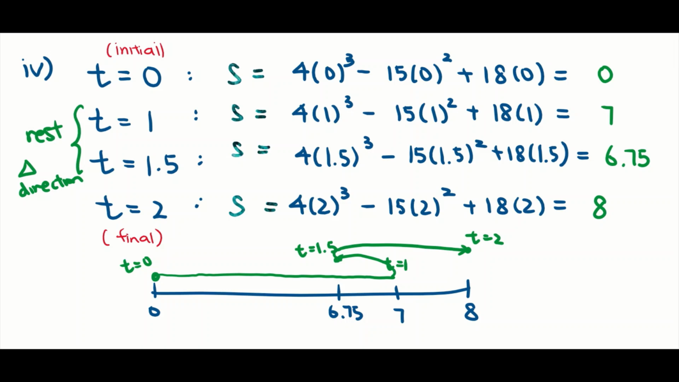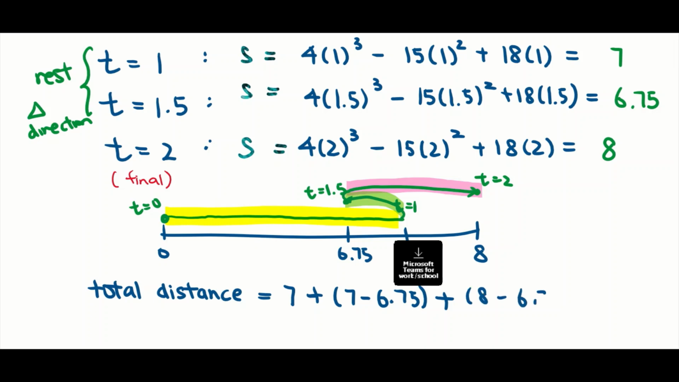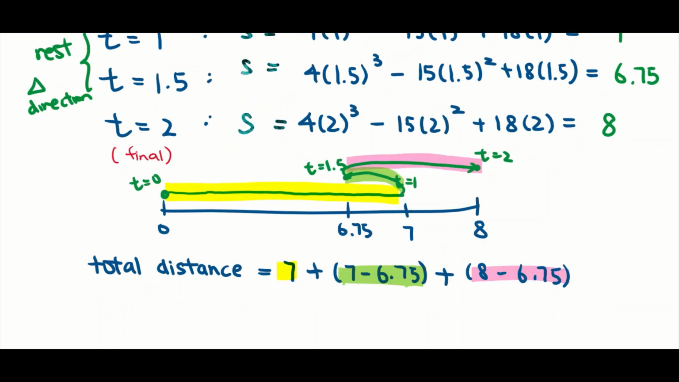Now with this pathway of the particle, can we find the total distance? Total distance for this first part would be 7. Next part, when it goes from 7 to 6.75, I just need to add the difference of 7 and 6.75. And for the last part, I need to add the difference between 8 and 6.75. Using a calculator, I can find my total distance traveled, 8.5 meters.